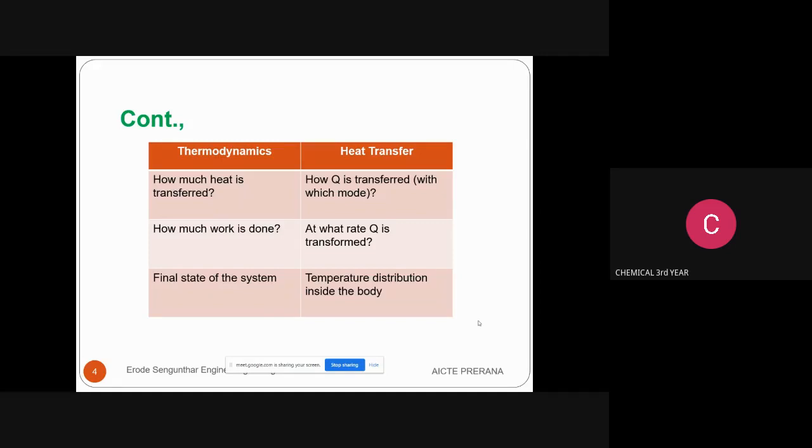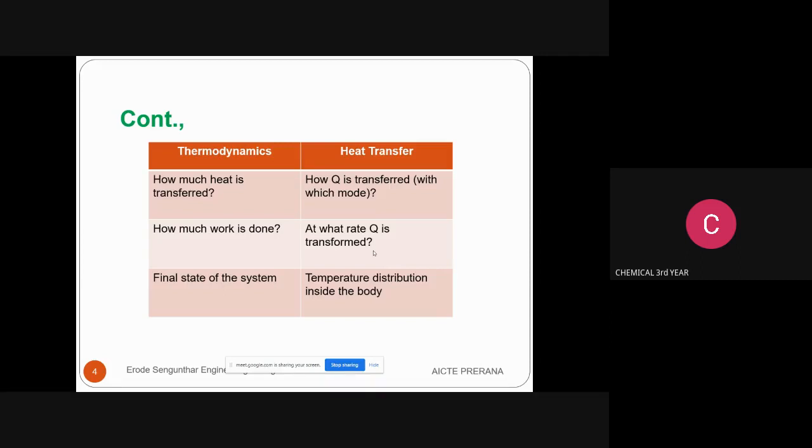And the second point: how much work is done can be given by the thermodynamics subject. Here we see whether work is done by the system or work is done on the system, and based on that we give minus W and plus W. Thermodynamics gives how much work is done on the system or by the system. But in heat transfer, here also, we discuss only the rate of heat transfer. We will not discuss the work point of view.